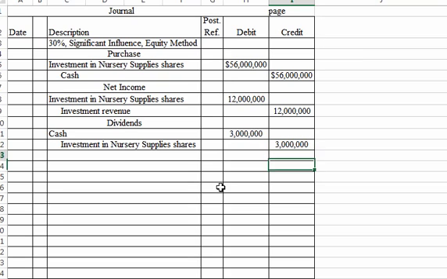And then for the fair value at the end of the year, no entry is required. Now you've seen the equity method a couple times. I hope that one makes sense. Now, it's only used if the investor has significant influence over the investee.